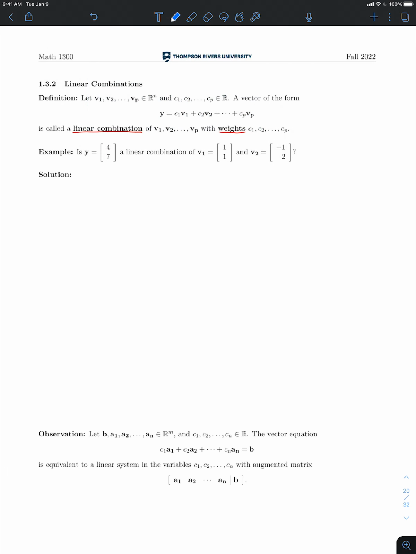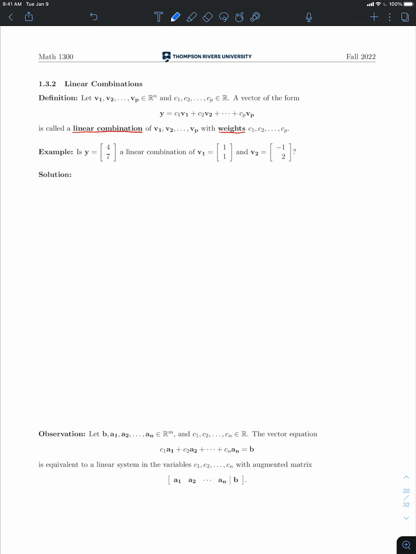Okay, let's look at an example. So here we've got a vector y, and notice in this example, we're actually given the coordinates of the vector. It's a two-dimensional vector with coordinates 4 and 7. And then we've got these two other vectors, v1 and v2. They're also two-dimensional vectors. So v1 is the vector 1, 1, and v2 is the vector negative 1, 2. So the question that we're being asked is: this vector y, is it a linear combination of v1 and v2?